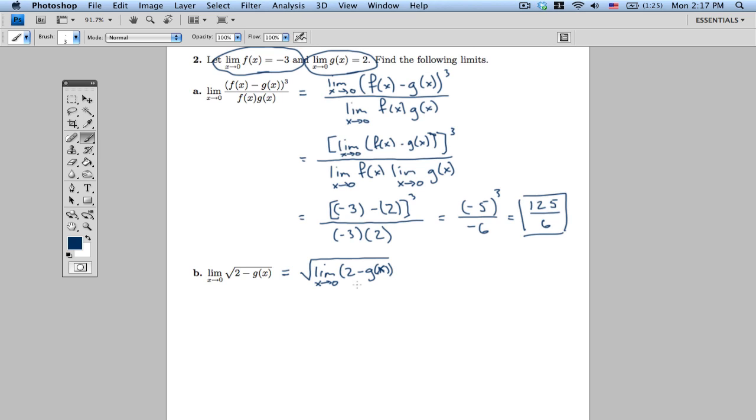All right, now the limit of 2 minus g of x is easy to do, right? Because it's the difference of two limits. If you want to write it out, it's the limit of 2 as x goes to 0 minus the limit of g as x goes to 0. And, well, the limit of any constant is just the constant itself. The limit of g we know is positive 2, so we've got the square root of 2 minus 2, which is the square root of 0, which is just 0.